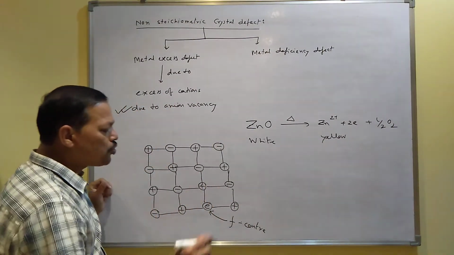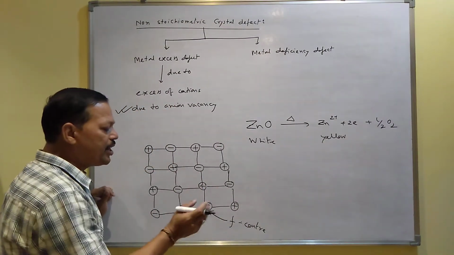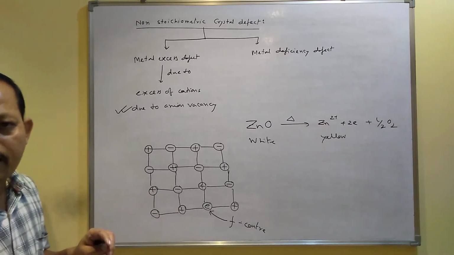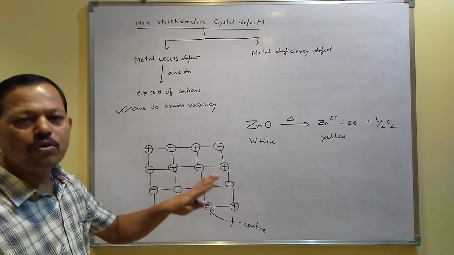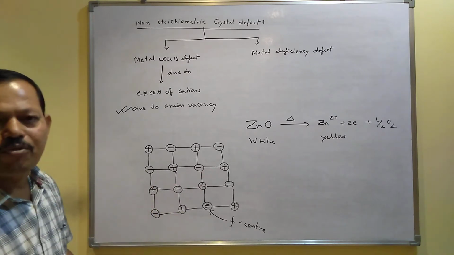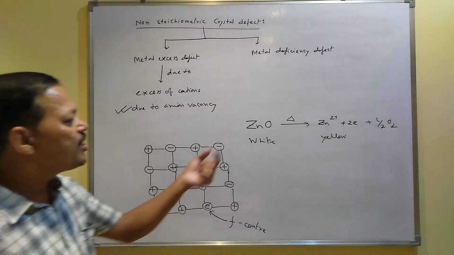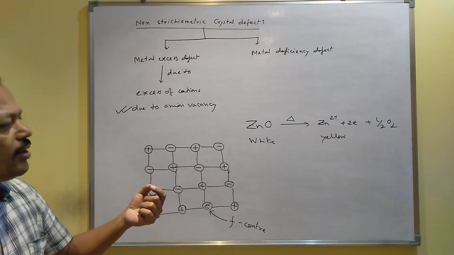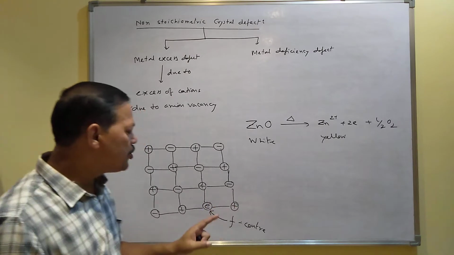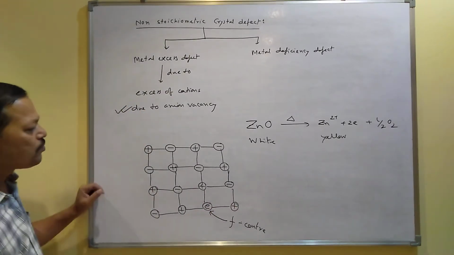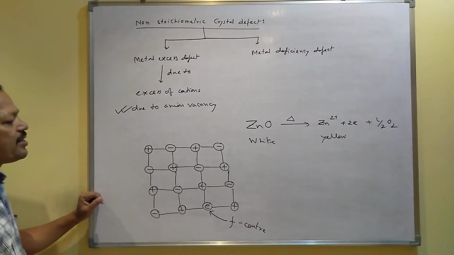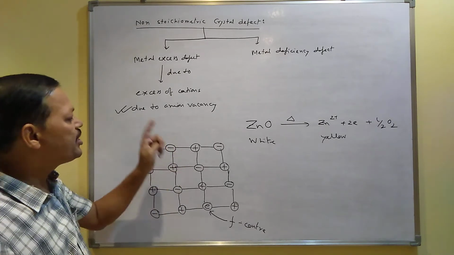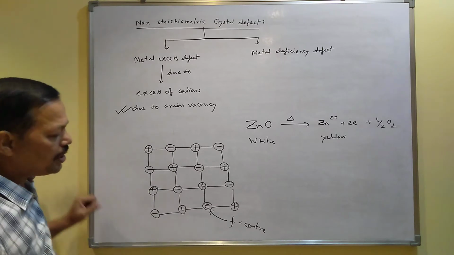So that is why those solids which produce F centers, I mean in which electrons are trapped, always produce color. It may be yellow color, it may be red color, you will get some color for the crystal, and that is why zinc oxide on heating produces color. Zinc oxide is normally white in color, but on heating it produces yellow color due to production of this F center. So this is about the anion vacancy, and this type of defect is called metal excess defect due to anion vacancy. Have you got it?